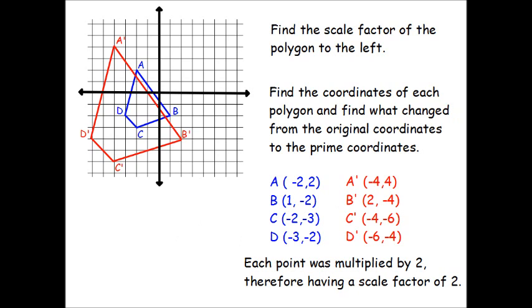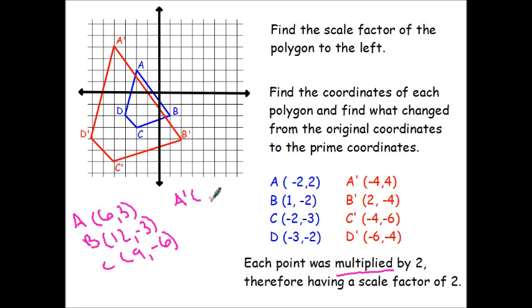Now, just remember, we always multiply by our scale factor. So if you figured out that, let's say you had A was 6, 3, B was 12, negative 3, and C was 9, negative 6. And then you figured out that A prime was, let's say, 2, 1, B prime was 4, negative 1, and C prime was 3, negative 2.